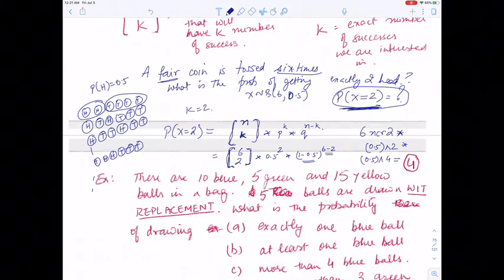I'm getting 0.234375. Are you getting the same number?